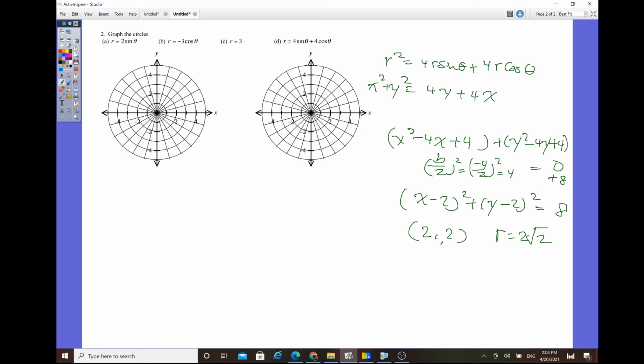So the center, 2, 2: 2 units to the right and up 2, so it's all the way over here. And then the radius, 2 root 2, so 2 root 2 units to the top, 2 root 2 units to the left, 2 root 2 units to the right, and 2 root 2 units down to the bottom, and simply connect them. So that's just another equation of a circle.